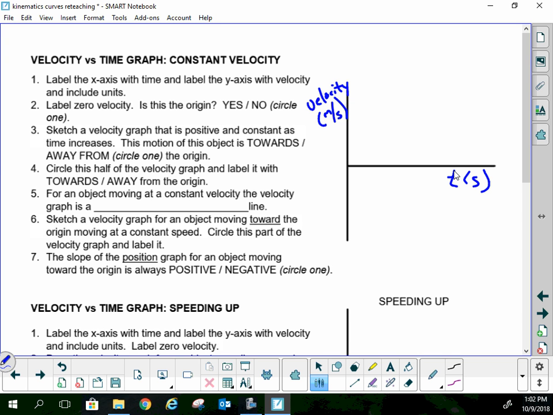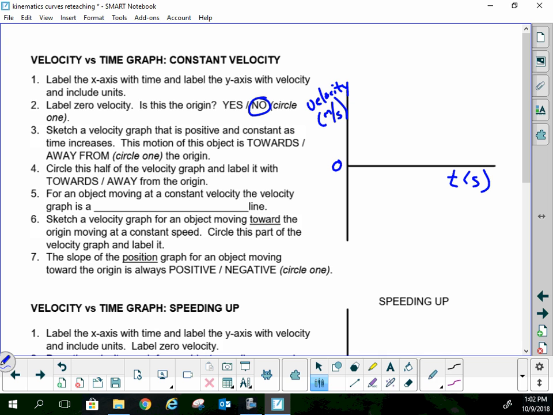All right, so I'm on step 2. It says label zero velocity, okay? And now we have a trick question here. Is this the origin? And you're going to hear me shout a big no. It is not an origin. That 0 right there represents a 0 velocity. It means an object that is stopped. It is not moving. It does not tell you where in the world Carmen Sandiego is. And I know you don't understand that reference, but that does not tell you where the object is. It just tells you the object isn't moving, because this is a velocity graph. This is not a position graph.